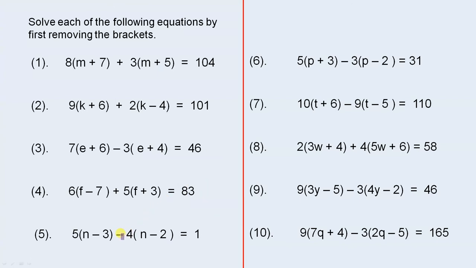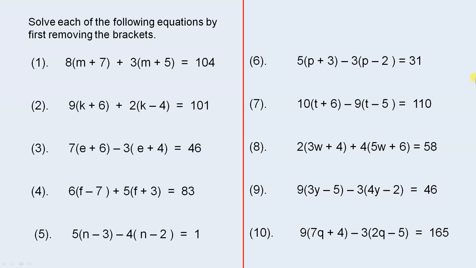Finally, don't forget that when you have a minus sign here and a minus sign there, when you multiply those two together, that gives you a plus. So you have to remember your rules for multiplication of directed numbers. Remember, minus times minus is a plus. Minus times plus is a minus. And plus times a minus is a minus.